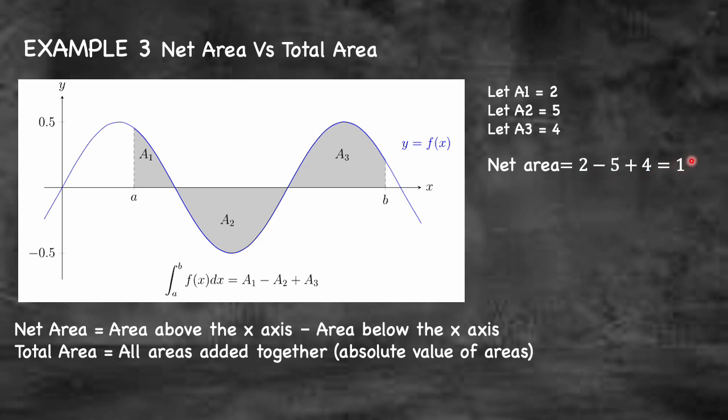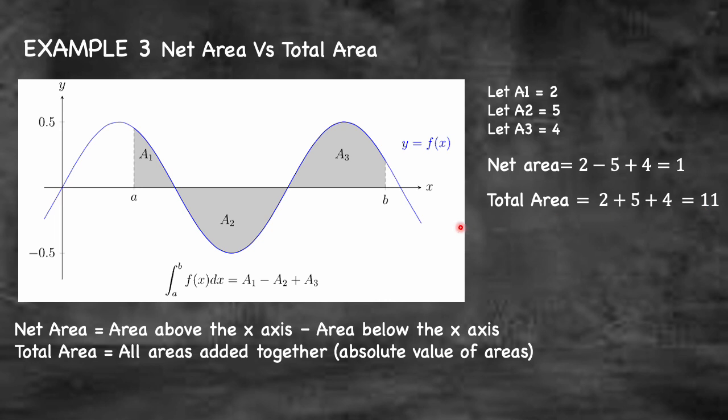So this tells us that there's one more unit squared above the x-axis as below the x-axis. Now for the total area, we don't care if it's above or below. We literally just want to find the total of that geometric area. So here's where we just add all the areas together. And so the total area would be 11.